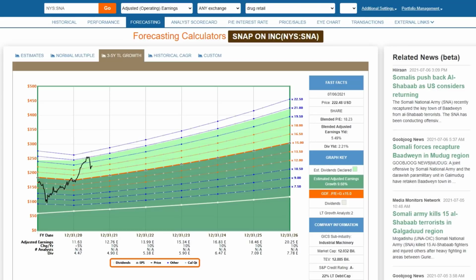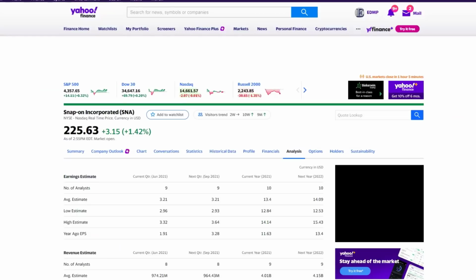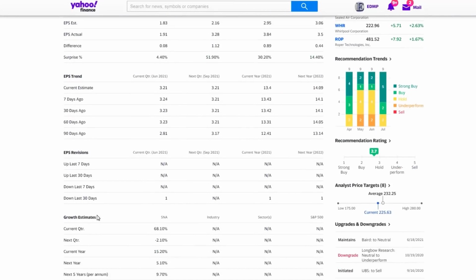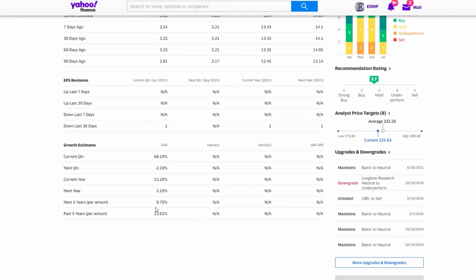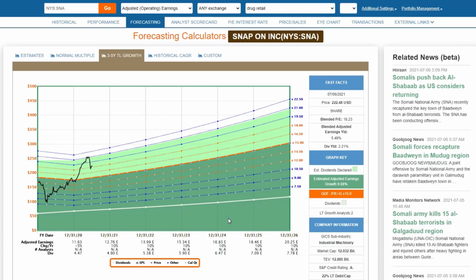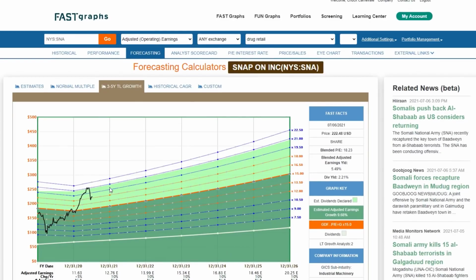The FactSet data analysts, I've got 2 analysts giving me 9.68% growth. If I go to Yahoo Finance, I've got 9.7% growth. Again, that corroborates what these guys are saying. It's even rounded. It's probably the exact same number. So, I like that. Now, I also then check the analyst scorecard.